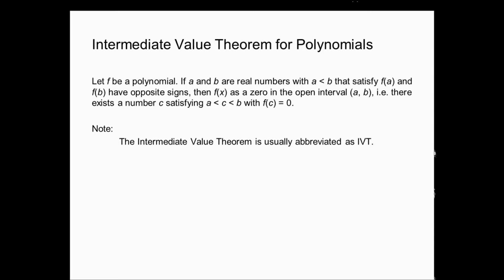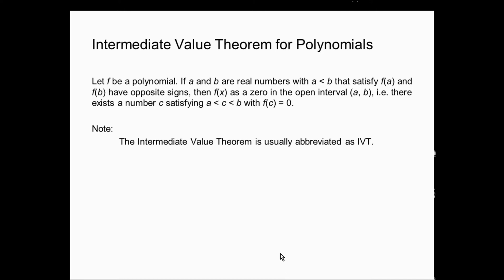So we now formally state the theorem. The intermediate value theorem for polynomials: Let f be a polynomial. If a and b are real numbers with a less than b that satisfy f of a and f of b have opposite signs, so one positive, one negative, then f of x has a 0 in the open interval a to b. That is, there exists a number c satisfying a is less than c is less than b with f of c equals 0. Again, this is stating very formally that you cannot be on one side of the x-axis at one instant and on the opposite side in the next instant without having crossed the x-axis.